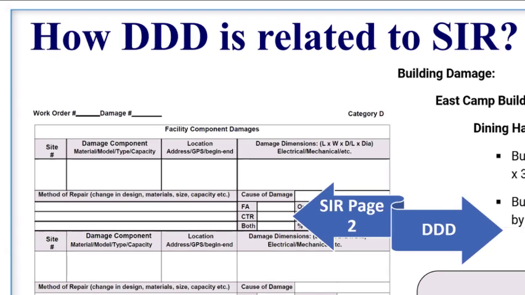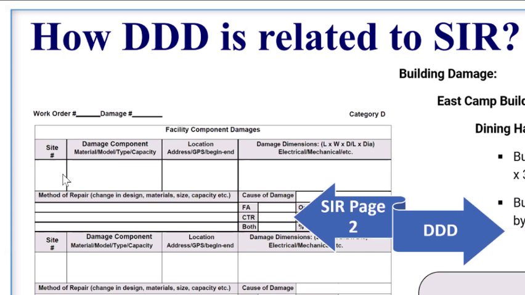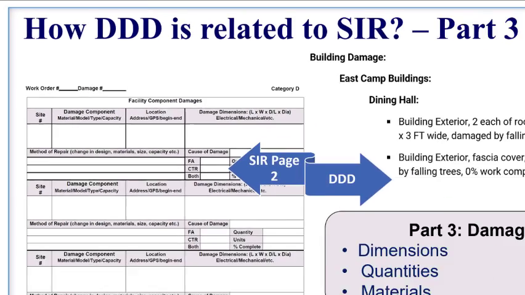They have to have that site number. We have the block here for the site number. What is the damage component? The GPS locations, the damage dimensions, the methods of repair information, cause of damage, force: is it going to be completed by contract or force account labor, the percentage of the work that has to be completed, and also our quantities in units, such as square feet, cubic yards.